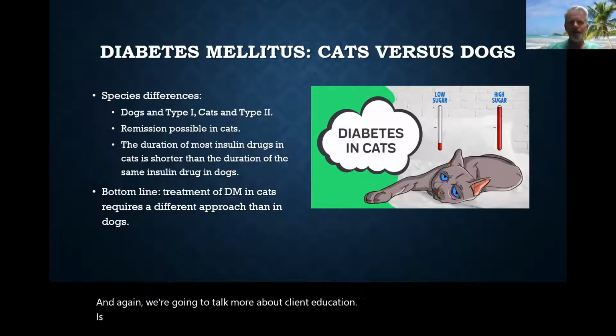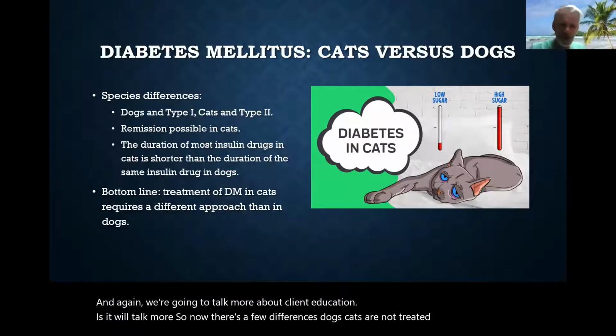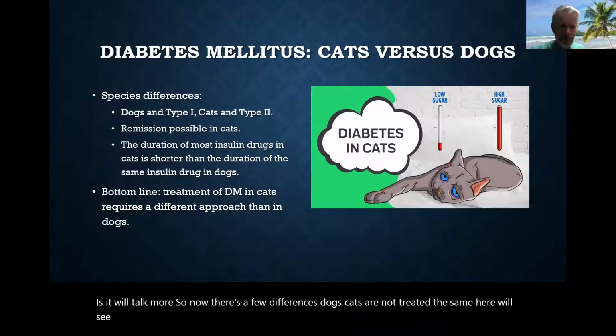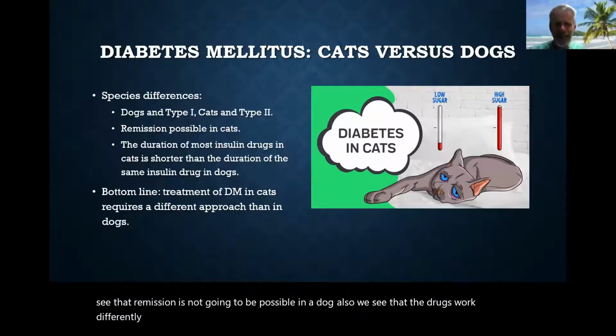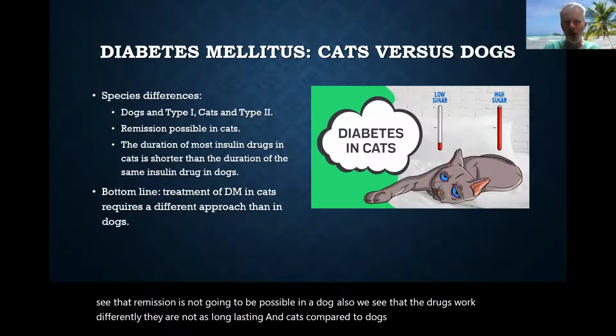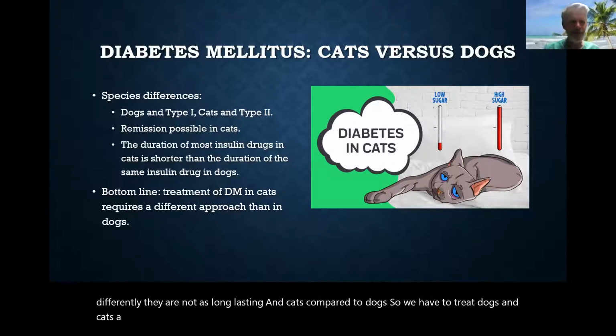So now there's a few differences. Dogs and cats are not treated the same here. We'll see that remission is not going to be possible in a dog. Also, we see that the drugs work differently. They're not as long lasting in cats compared to dogs. So we have to treat dogs and cats a little differently when they have diabetes.